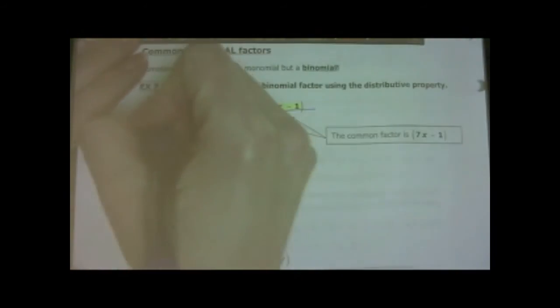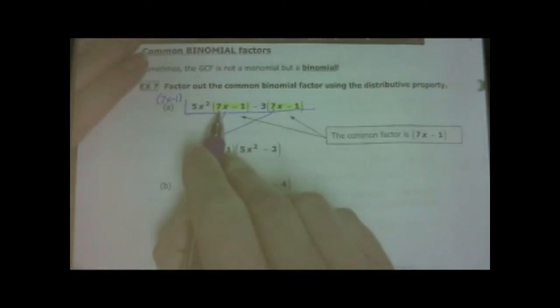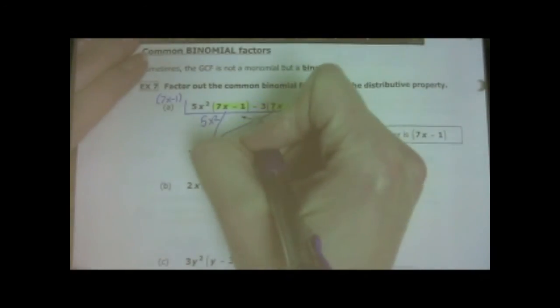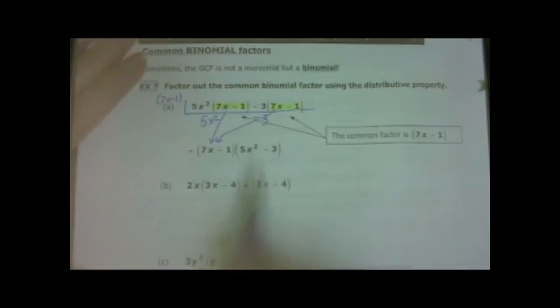And if you want to see this as a box, in front, bring out the 7x minus 1. When you divide that out right here, you're left with 5x squared. When you take the 7x minus 1 out of here, you're left with minus 3. So 5x squared minus 3. So the way that this ends up looking is like 2 binomials. And what we call this is factoring out the greatest common factor that happens to be a binomial.